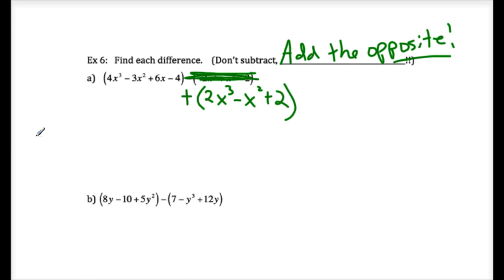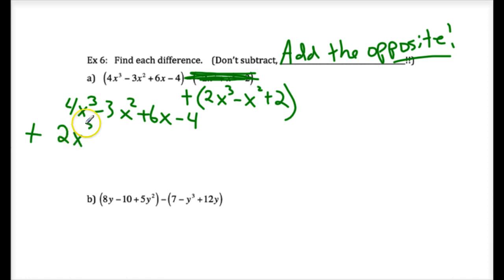This first one, we're not missing any pieces. That's good. 4x cubed minus 3x squared plus 6x minus 4 plus, what piece are we missing? Are we going to leave a blank on that second one? Yeah, it's the x's. There's no x's in there. There's x cubes and squareds, but not just x's. So I'm going to add to that 2x cubed minus an x squared, blank, plus 2. Add them up.